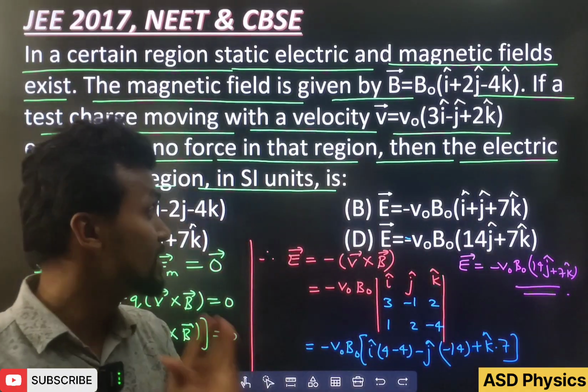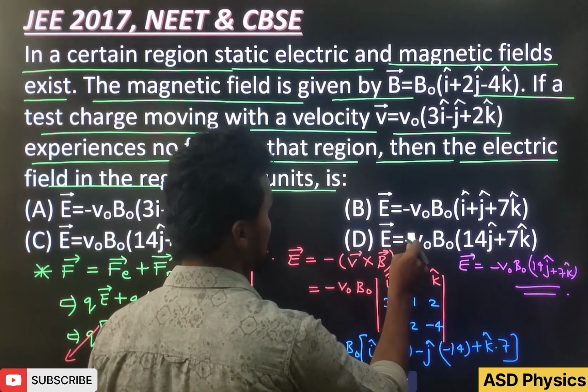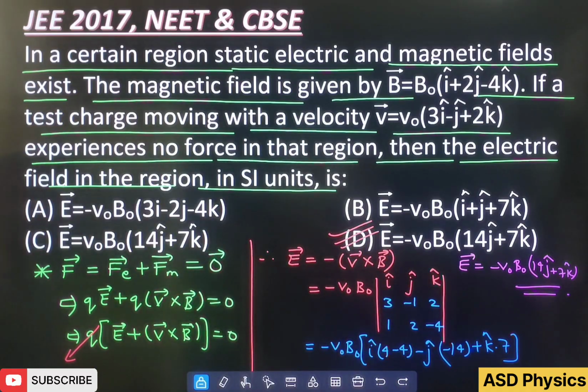So which option is correct here? Kindly see very well. Here this minus is there. Now this option is correct. This happened by mistake here. So see, this option is correct. Can you see very well?